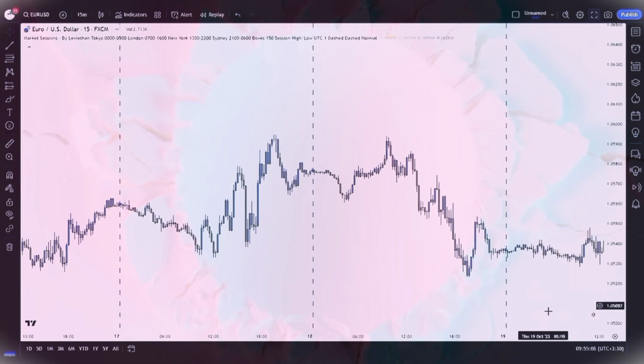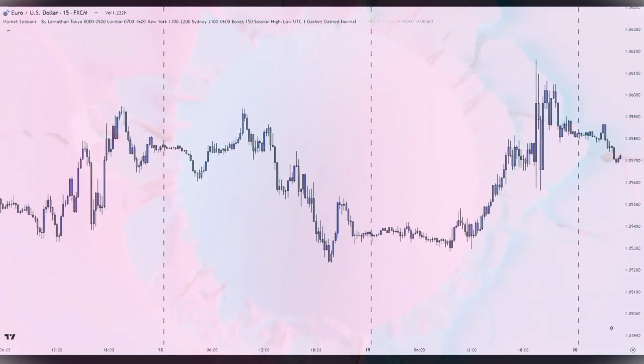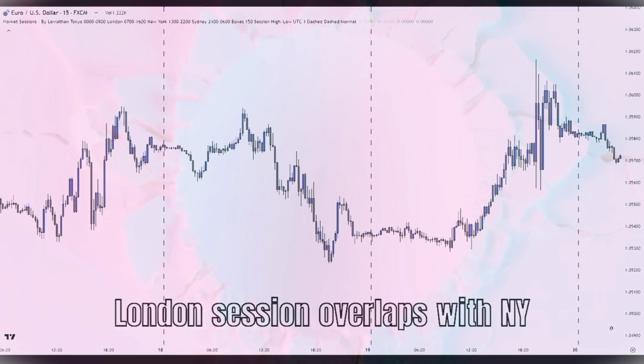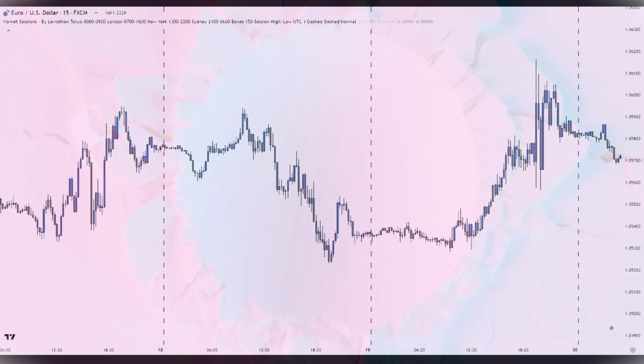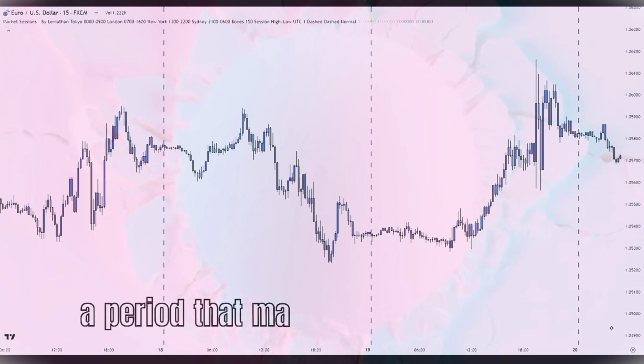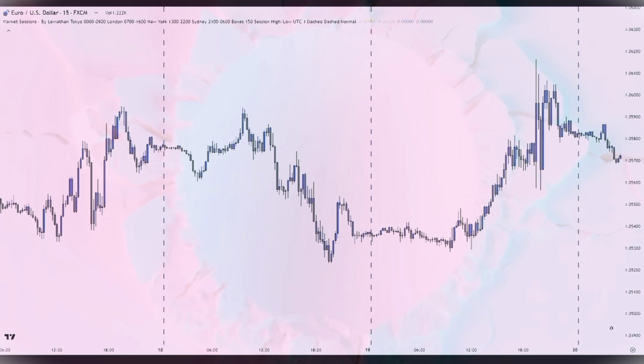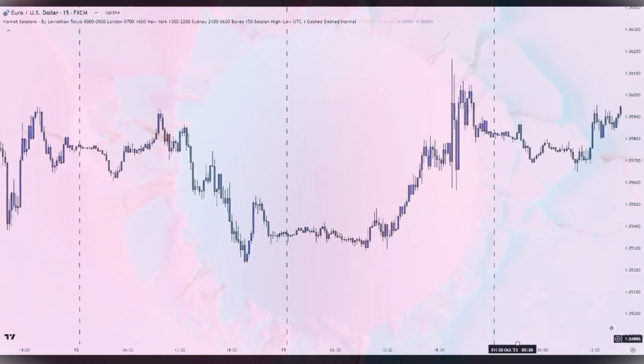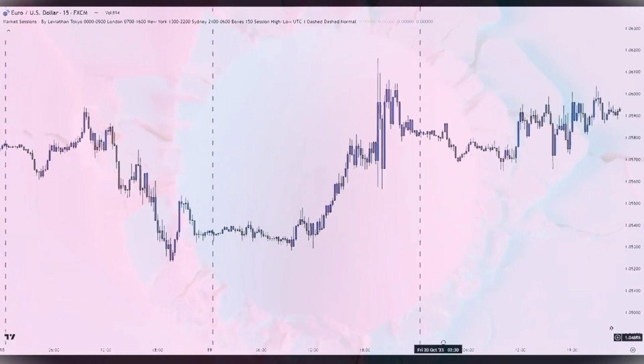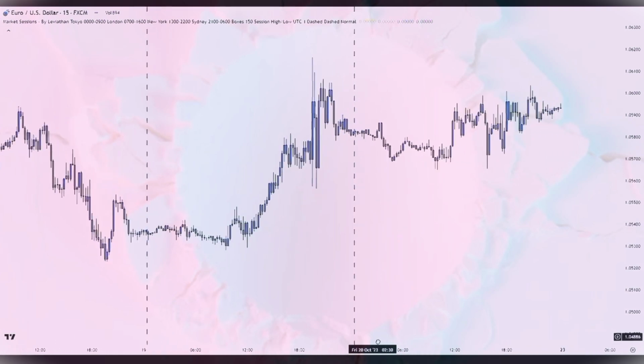Now, if you also add the London session to the chart, you will notice that the London session overlaps with the New York for a few hours. The overlap represents the period of the day when the major movements happen in the market. That's why most lower timeframe traders like scalpers and session traders prefer to trade only in these hours, which is perfectly fine. However, while understanding the sessions and the overlaps can aid traders in arranging their schedule, one influence should not be forgotten.